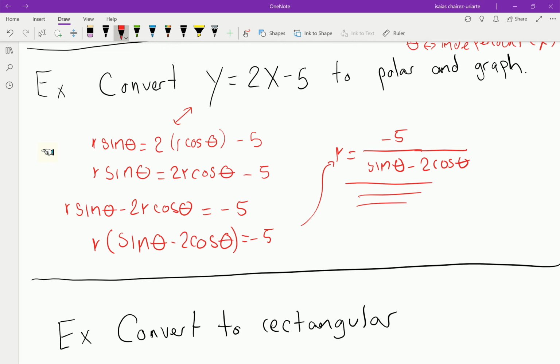Now the graph is easy. At this point we should be able to graph these things no problem. This is just a line that has a y-intercept at -5, and it has an x-intercept. It hits the x-axis at 5/2.